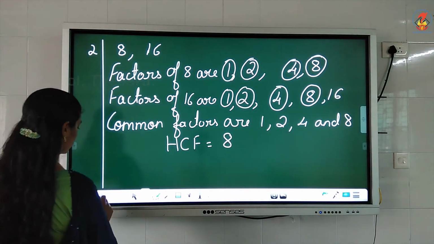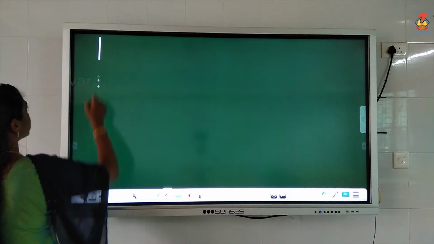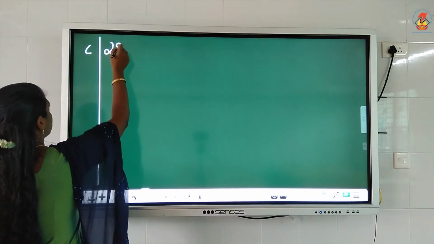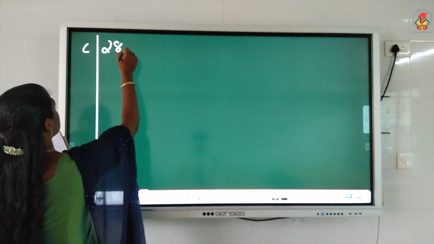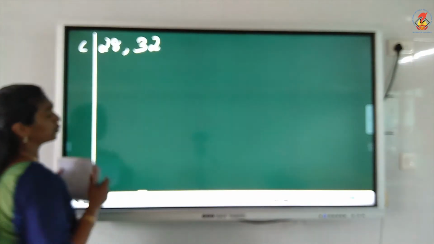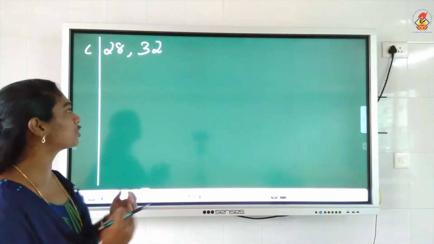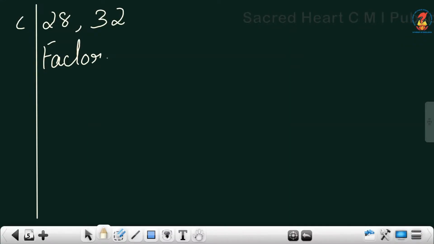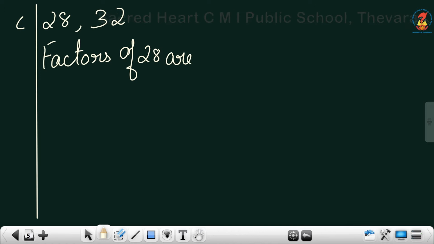Moving to the next question. 28 and 32. Okay. Moving to bigger numbers. Factors of 28 are. What are the factors of 28?